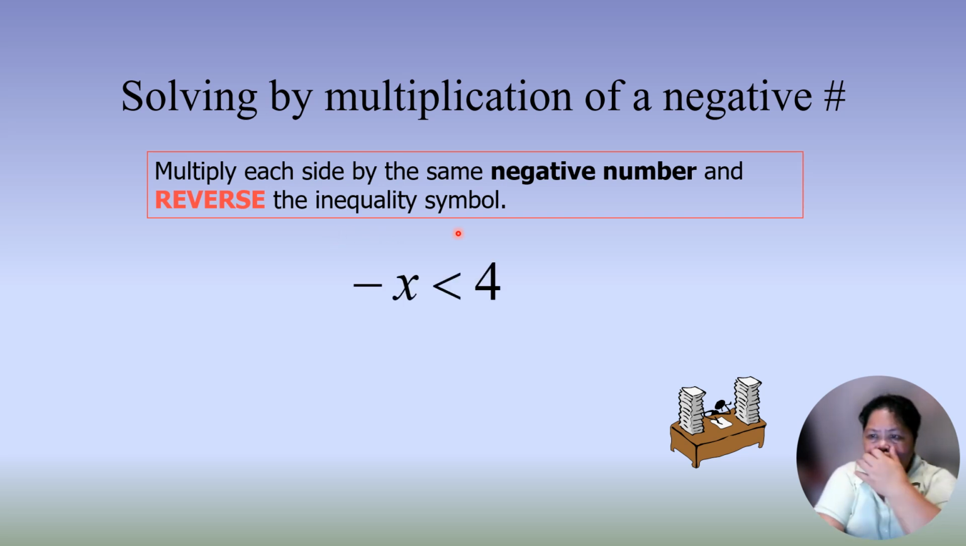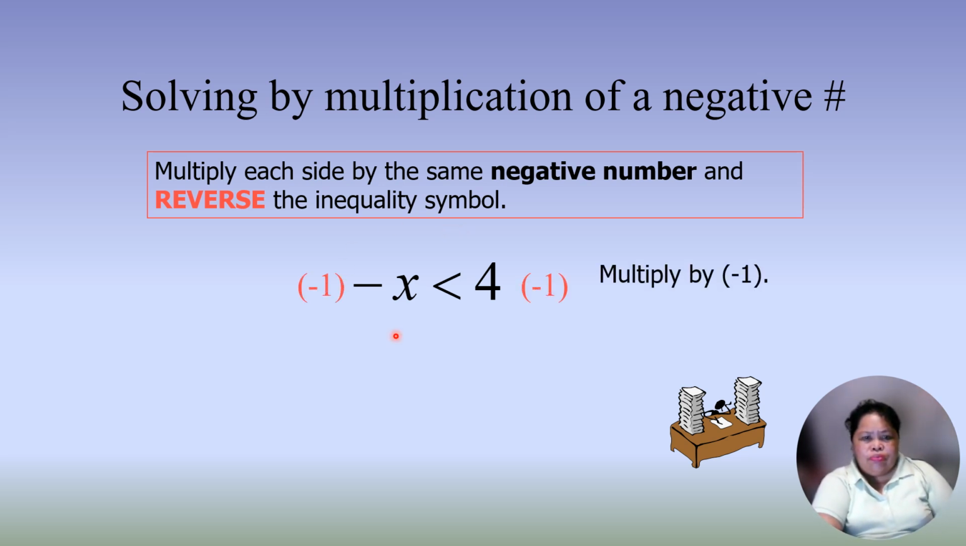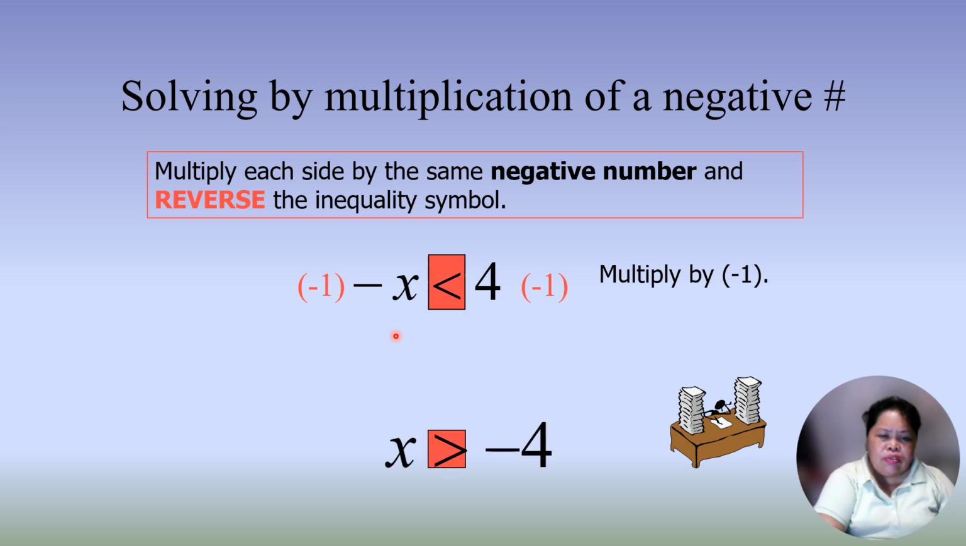For example, we have negative x is less than 4. So multiply by negative 1. Therefore, x is greater than negative 4. So the direction is reversed. The symbol reverses. So your less than becomes greater than.